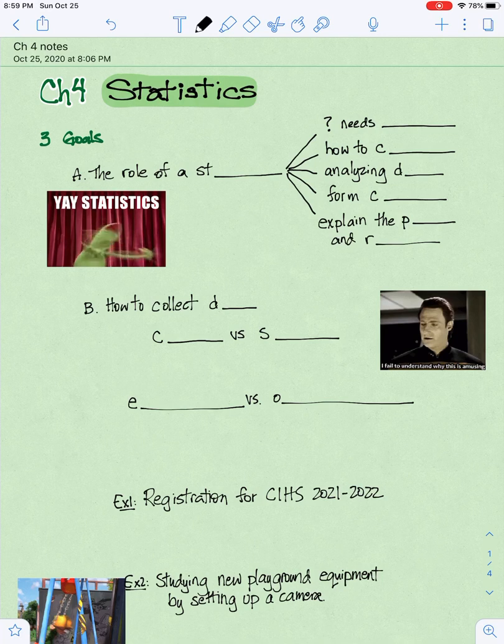All right, here we go. New chapter. It's 4, and we're leaving probability behind for a while, starting to look at some statistics.